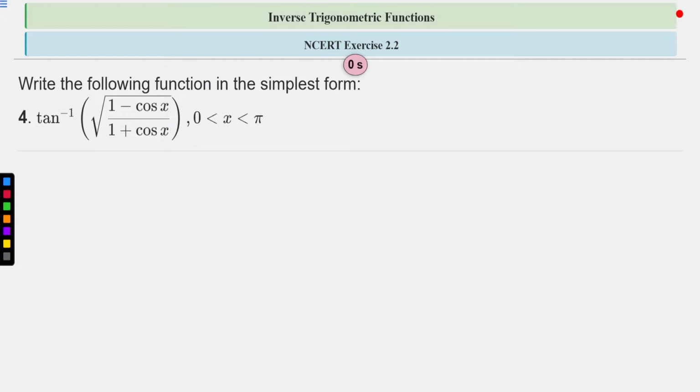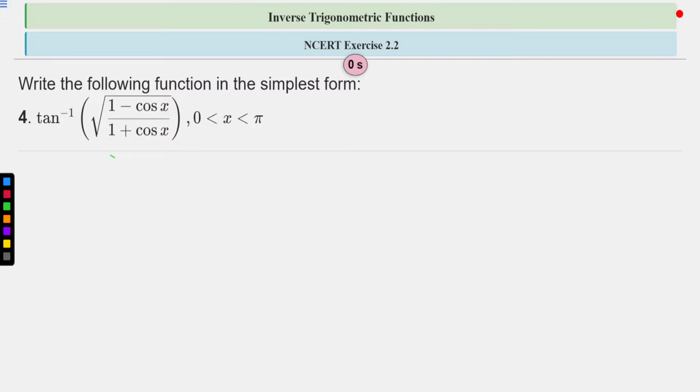Okay, see, the hint of this question is that it's tan inverse outside. So you will try to convert the things inside the root in terms of tan theta, right? So you'll try to convert 1 minus cos x upon 1 plus cos x in terms of tan x. Clear? And after that, in the last, you will apply the formula tan inverse tan theta equal to theta, right? Okay. So in this way, you can try to approach this question.